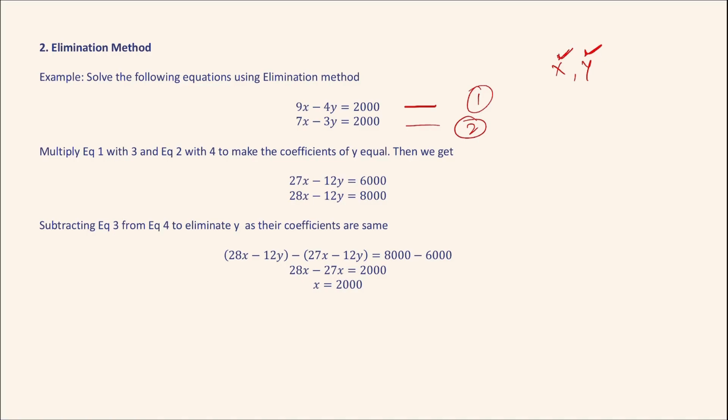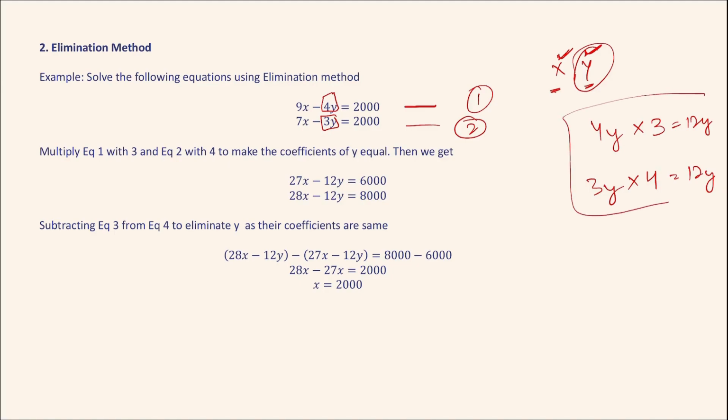Now, how do we do that? What we do is try to make the coefficient of either of the variables equal. Here, say for example, we choose y, right? So here we have 4y and here we have 3y. So how do we make them equal? If I multiply equation 1 by 3 and equation 2 by 4, we would get 12y in both, right? So that is exactly what we have done in the first step. We have multiplied equation 1 by 3 and equation 2 by 4, which brings us this.